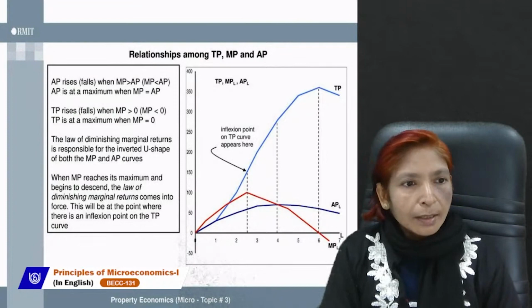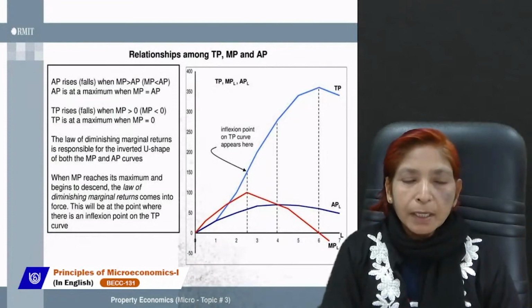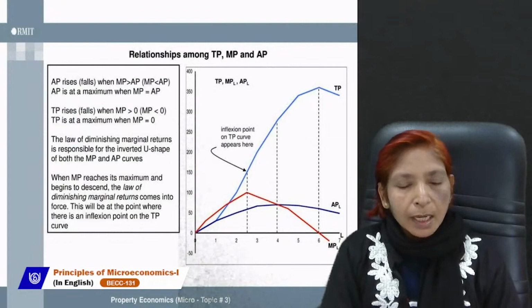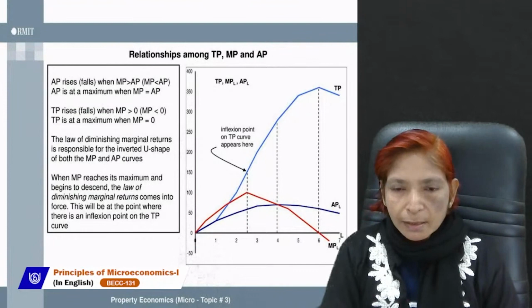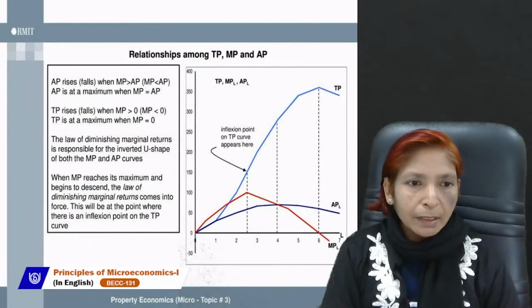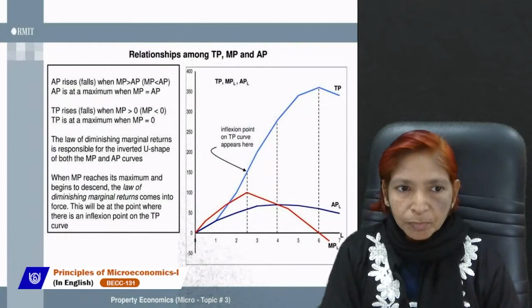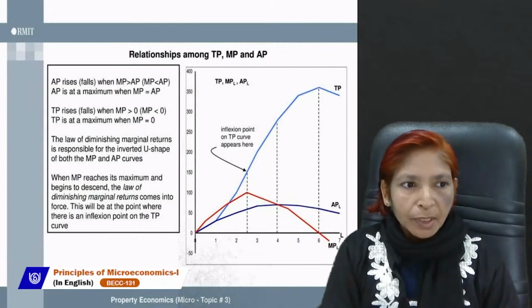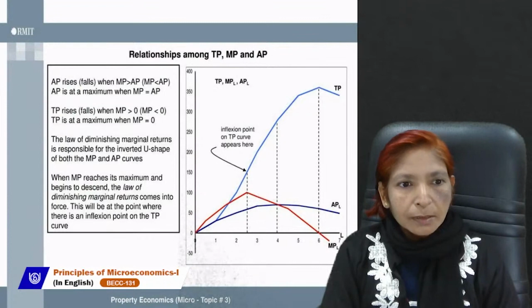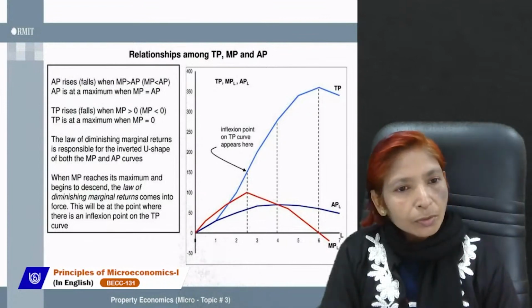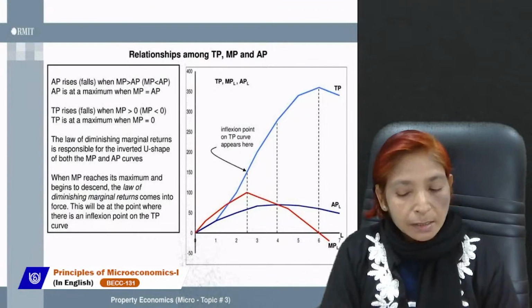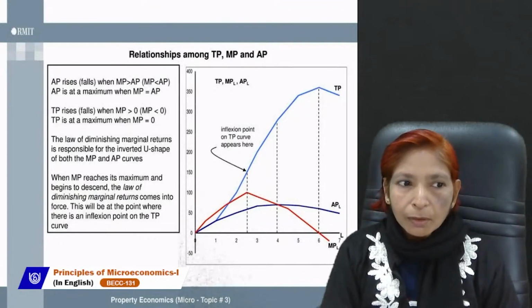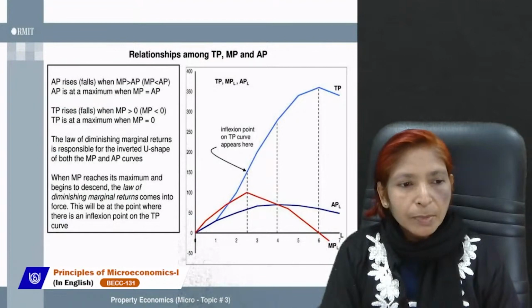In this chart, when AP rises or falls, MP will be greater than AP or MP will be less than AP. When AP rises, then MP will rise before AP, so MP will be greater than AP. And when AP falls, then MP will fall before AP, so MP is less than AP. When AP is maximum, MP will be equal to AP. When TP rises, MP will be greater than 0. When TP is maximum, MP will be 0.